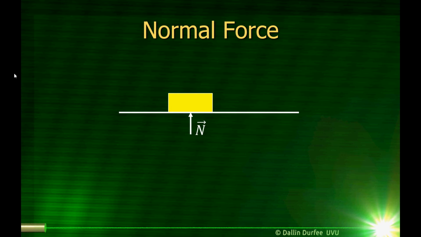Now, we call it the normal force because it is normal to the surface. Or, in other words, it is perpendicular to the surface. When I say something like a vector is normal to something, I mean it's perpendicular. So the normal force is perpendicular or normal to the surface.